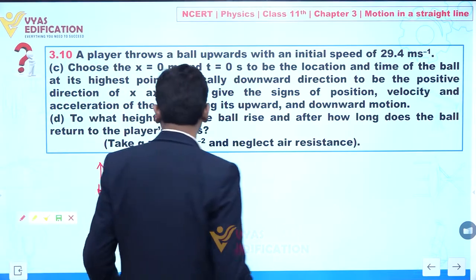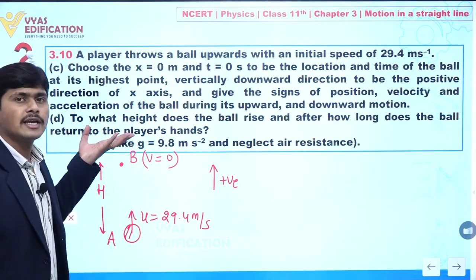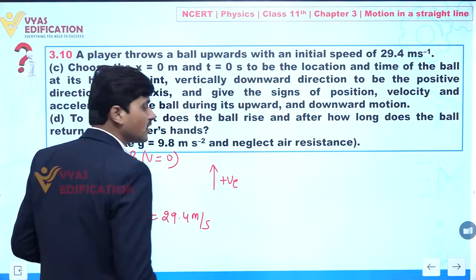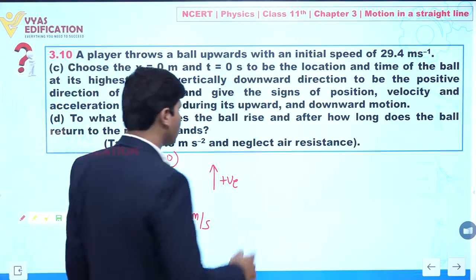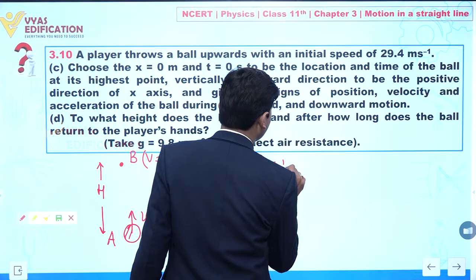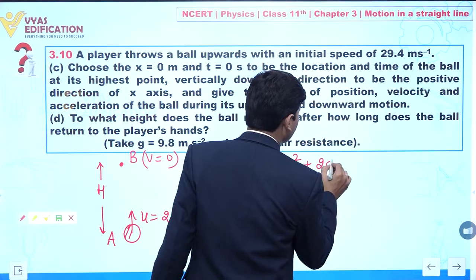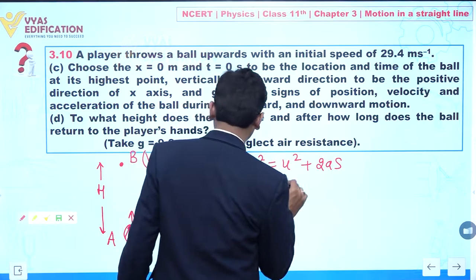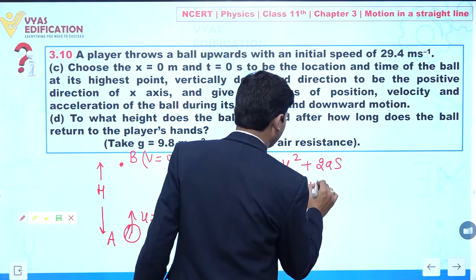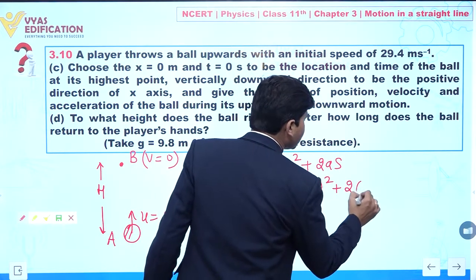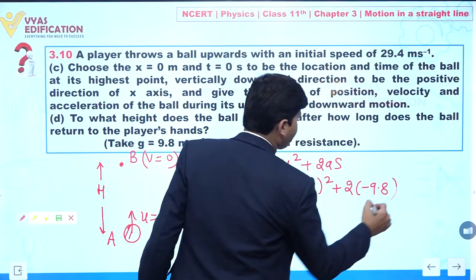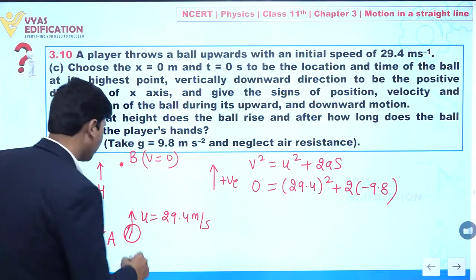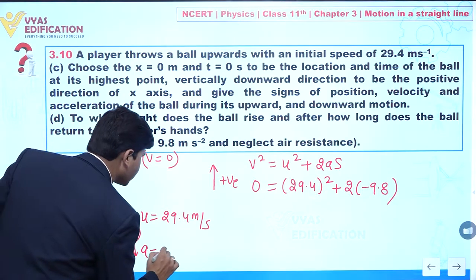So in this case we can assume upward direction positive. It means when the ball is moving in an upward direction, it is actually moving under the influence of gravity. So acceleration is constant, so we can apply the equation of motion: V square equal to U square plus 2AS. Clear? At maximum height V is 0. We can write 0 equals 29.4 whole square plus 2 times minus 9.8 times S. Clear? Because we are taking upward direction positive, acceleration due to gravity always acts in the downward direction.